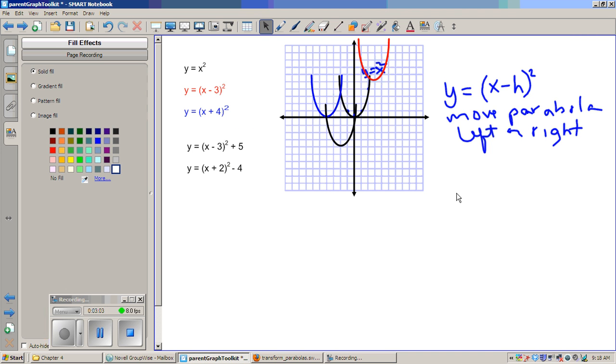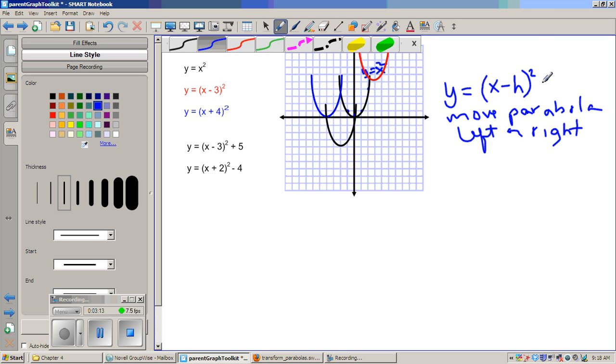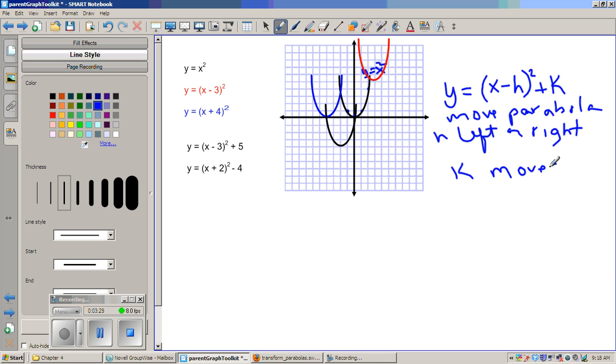And so what we discovered that day was that we could also write a plus something here, and we called that k. So h moves the parabola left or right, k moved the parabola up or down. And we spent a whole day just discovering that.